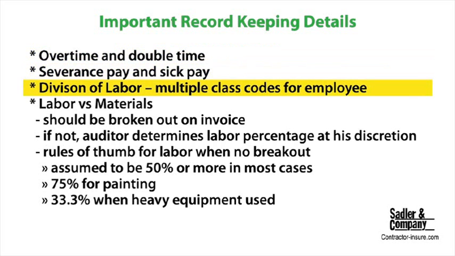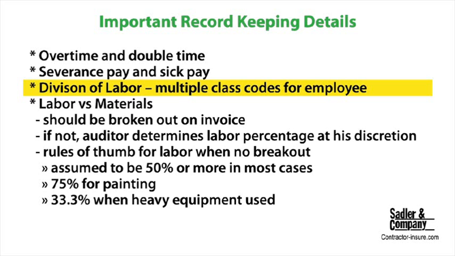The division of labor rules allow you to split out the payroll of an individual employee who performs more than one type of labor into separate classification codes. This can save money if one class code is less expensive than the other. However, your records must show the exact amount of hours in payroll allocated to each classification code. The auditor won't accept a mere estimate on a percentage breakout basis.